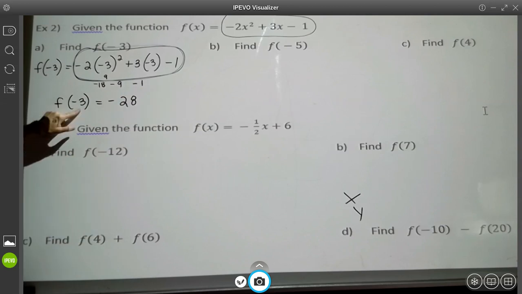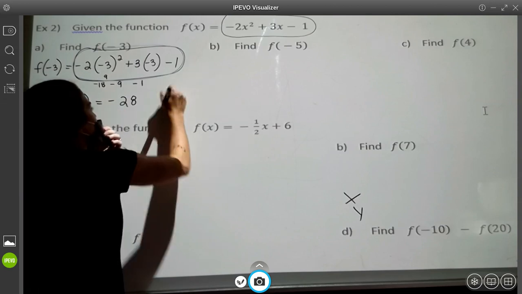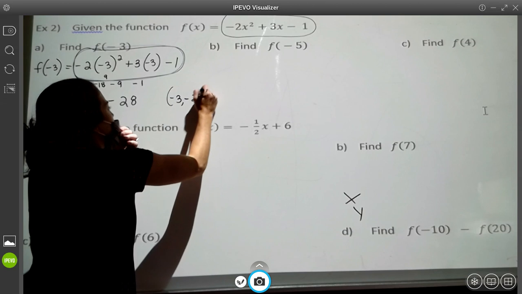I went to function f. I plugged in a -3, and a -28 came out. Beautiful. So now you could write it as an ordered pair.